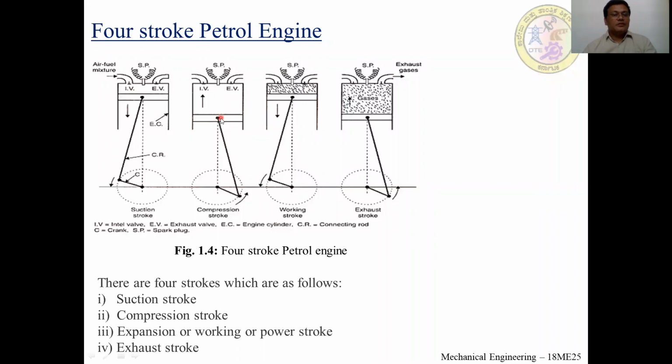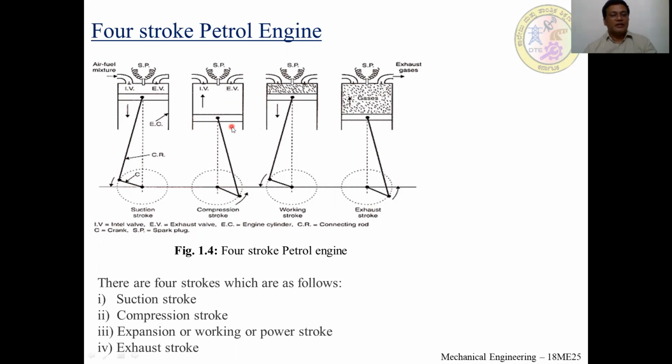So at the beginning of the compression stroke, the piston is at the BDC position. During this stroke, the piston moves from BDC to TDC, from bottom to top. At the same time, the charges are compressed here. With respect to valves, both the inlet valve and exhaust valve are closed in the compression stroke. When the piston reaches the TDC, the compression stroke is completed.